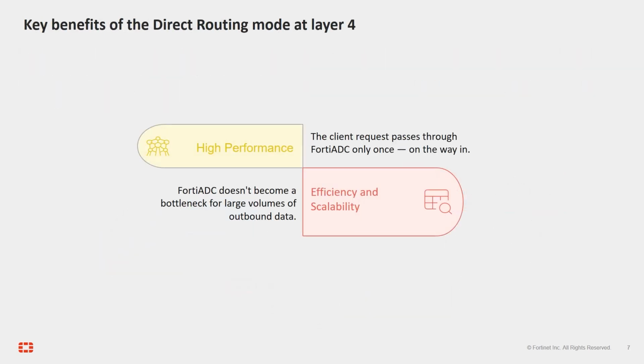As discussed, using the direct routing packet forwarding mode offers several advantages. The client request passes through FortiADC only once on the way in. The server sends the response directly back to the client, bypassing FortiADC entirely for return traffic. FortiADC doesn't become a bottleneck for large volumes of outbound data. It's suitable for services like video streaming, large file downloads, and real-time media delivery. Using direct routing can reduce latency because it avoids unnecessary hops or IP rewriting on the return path.